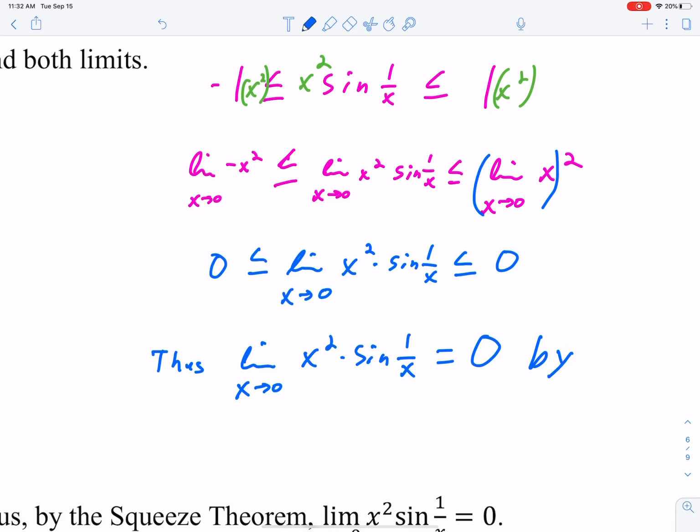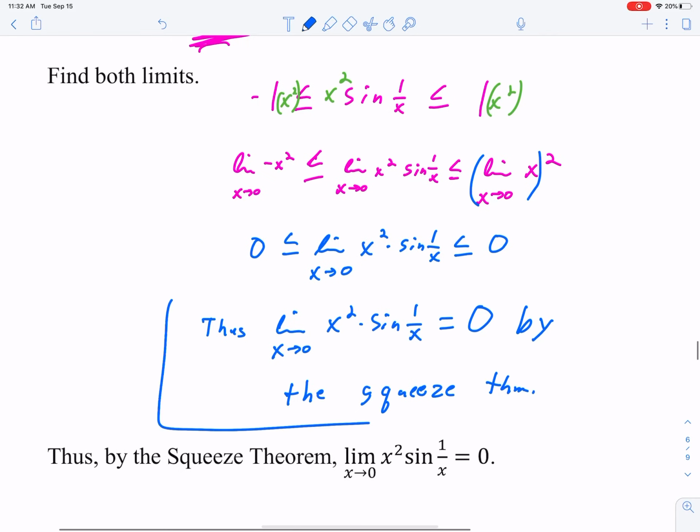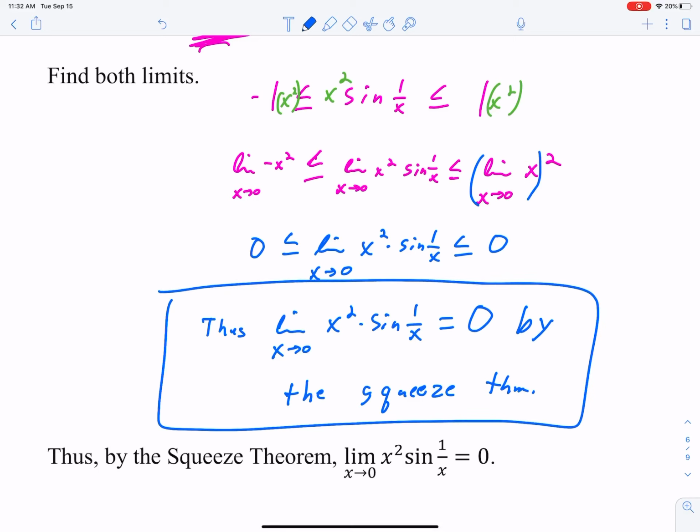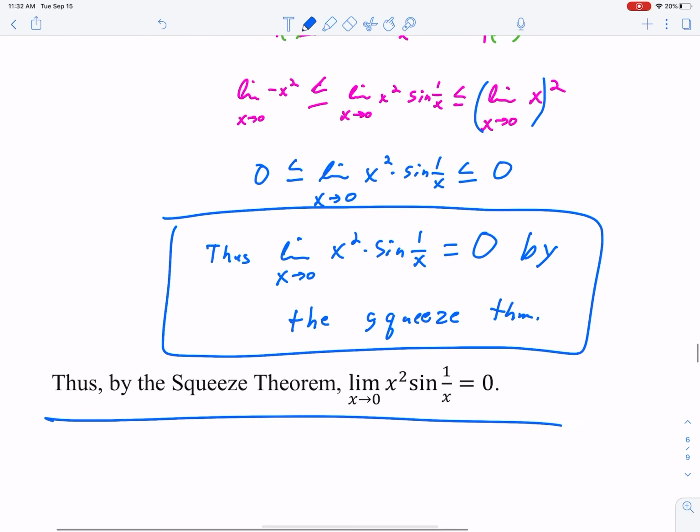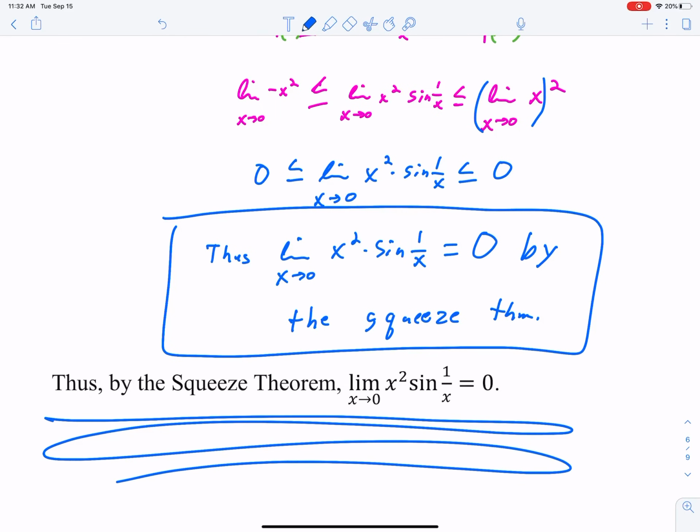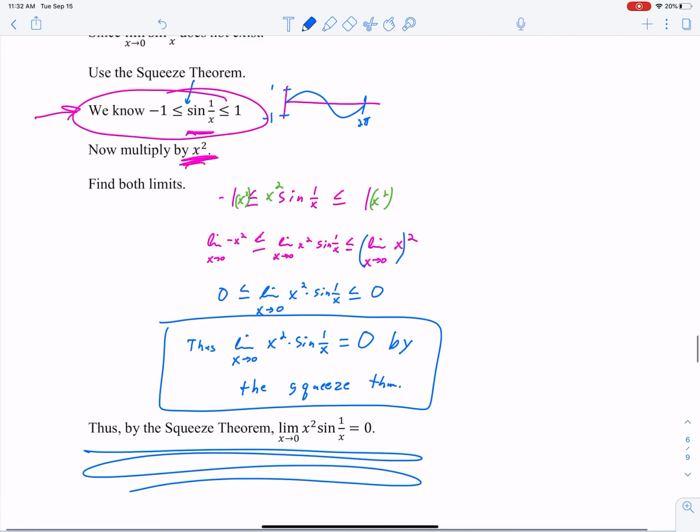And we have to say why. By the squeeze theorem. I spelled that wrong. That's funny. Squeeze theorem. Okay? There you go. Write a little sentence. Always use all your information. Be appropriate. Oh, I already had it written out. There it is. Thus, by the squeeze theorem, limit as x approaches 0 of x squared times sine of 1 over x equals 0. All right, and there you go. Thank you.